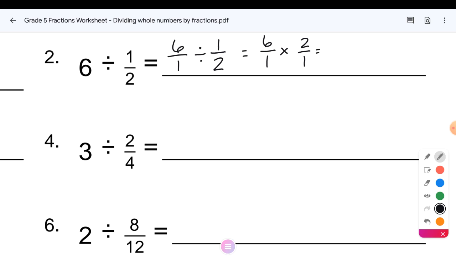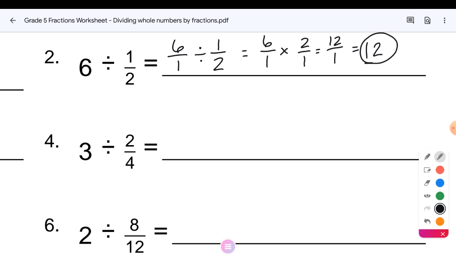How do I multiply 2 fractions, Sophia? How do I multiply fractions? Back to last night. You go straight across. 6 times 2 is what? Yep. What's 1 times 1? 1. And then simplify. 12 over 1 reduces to? 12.